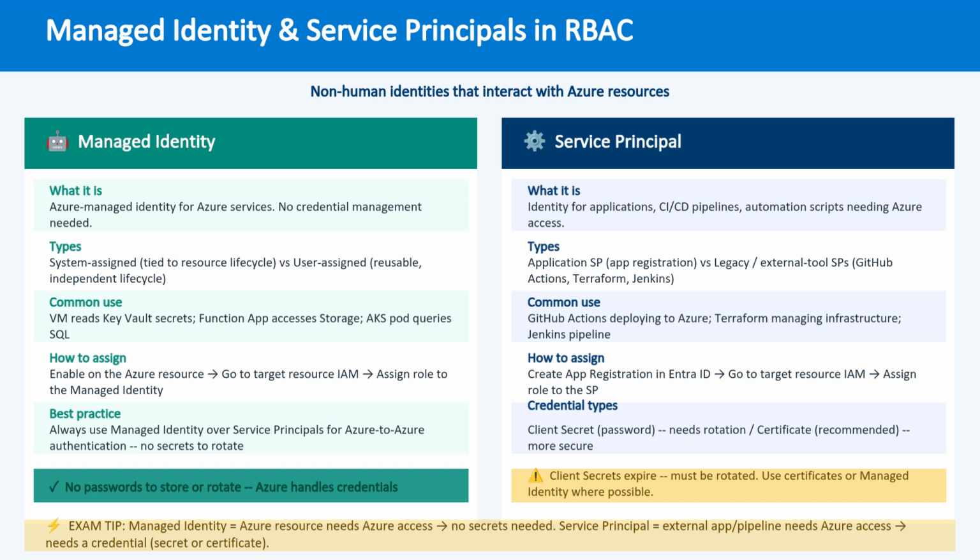Service principal. For external tools and pipelines that need Azure access, GitHub Actions, Terraform, Azure DevOps, Jenkins, you create an app registration in Entra ID, which gives you a service principal, the application's identity. Then assign that SP a role on your Azure resources.